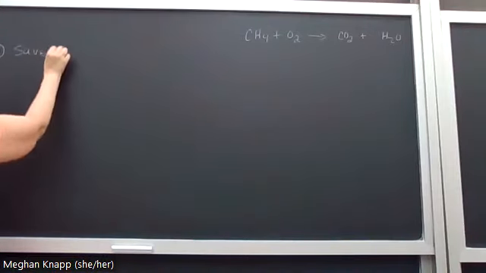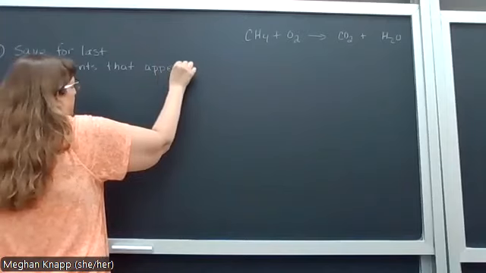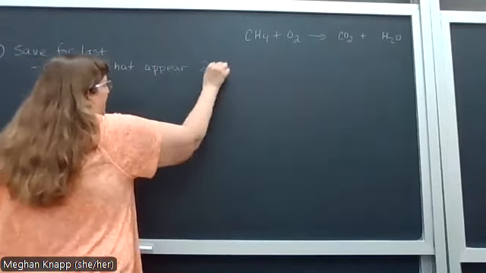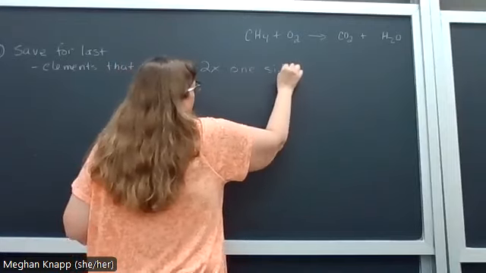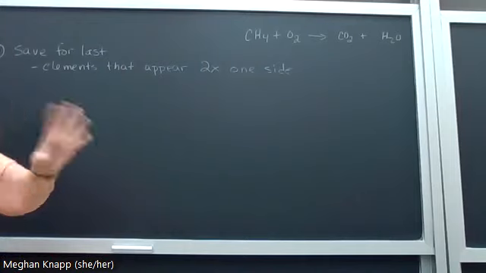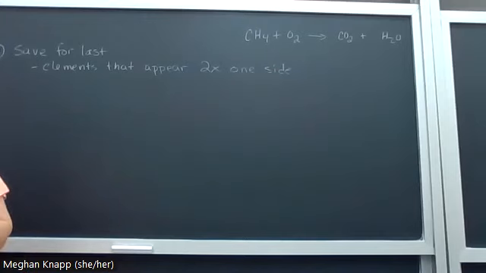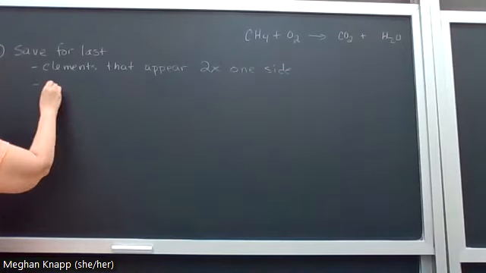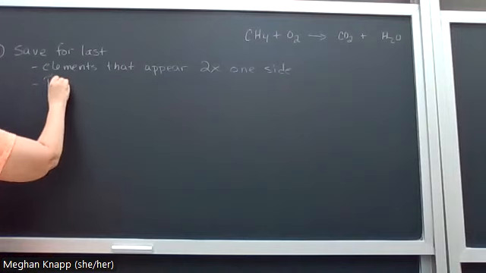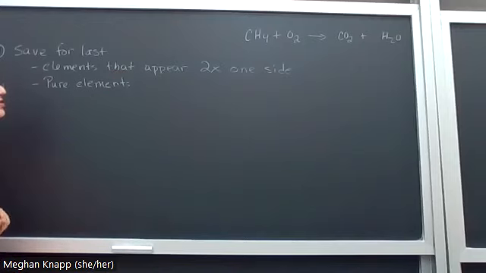Save for last elements that appear twice on one side. Now, everything's going to appear at least twice because it'll be at least in the reactants and the products once. So you're just looking at one side. So oxygen appears in the product side twice there. We also want to save for the last pure elements. And in this case, oxygen fits the bill again.